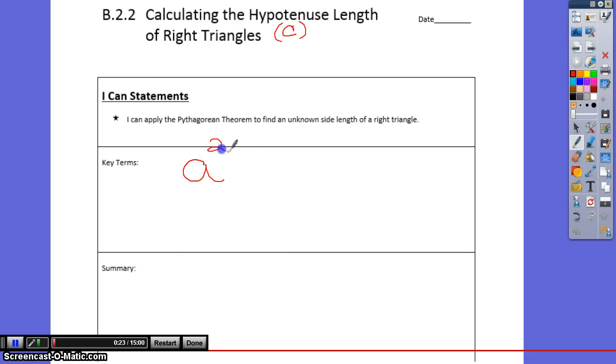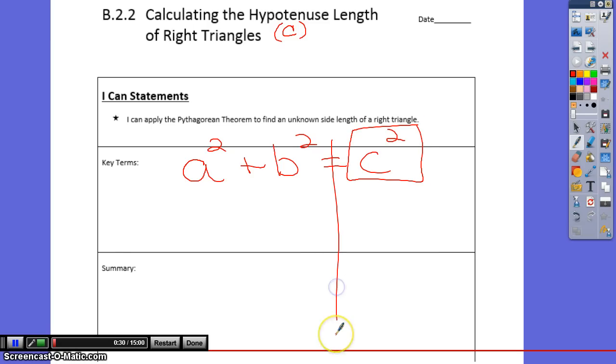A squared plus B squared equals C squared. And this is what we're going to be solving for in the equation today, is the C squared only. We're not going to try to find the legs, either the A or the B. We're going to be doing that tomorrow. Today, and what did we talk about earlier?